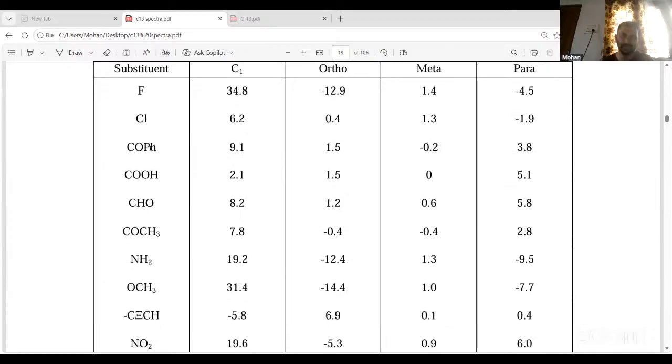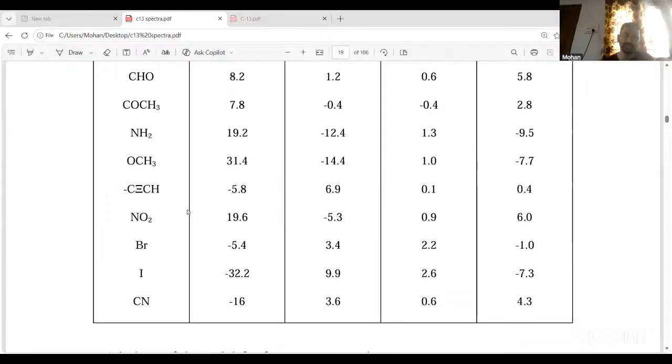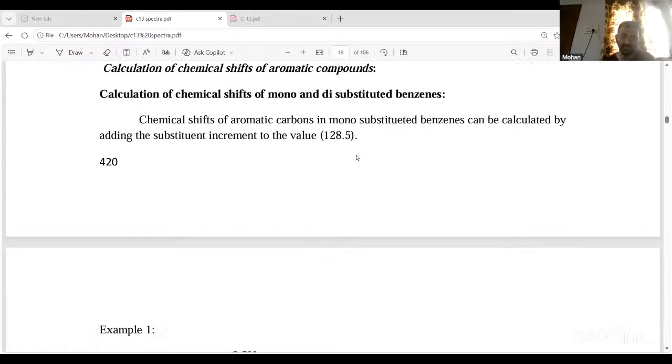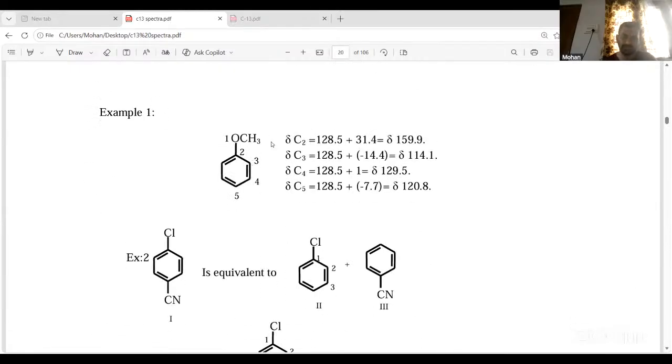If a phenyl group is there, then it is 9.1 at the C1 carbon, and at ortho it is 1.5, at meta minus 0.2, and for para minus 3.8. Like that for amines. So the values for various possible substituents are given in this table. Now we'll see one example here.